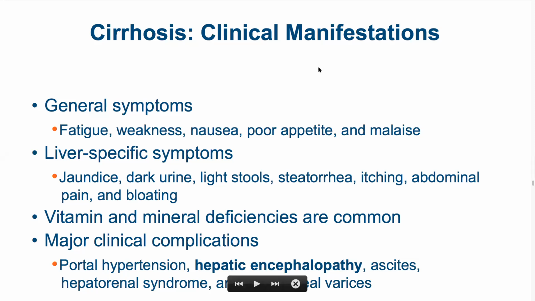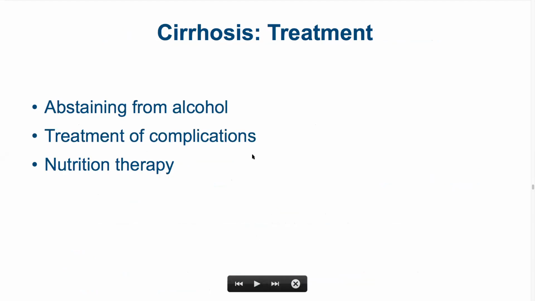Another general symptom could be malaise. Liver-specific symptoms could be jaundice, dark urine, light stool, steatorrhea, itching, abdominal pain, and bloating. Vitamin and mineral deficiencies are very common, especially thiamine. Major clinical complications could be things such as portal hypertension, hepatic encephalopathy, and ascites. Treatment: abstaining from alcohol, treatment of the complications that the patient is experiencing, and nutrition therapy.